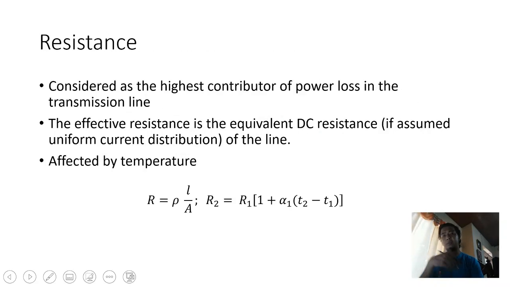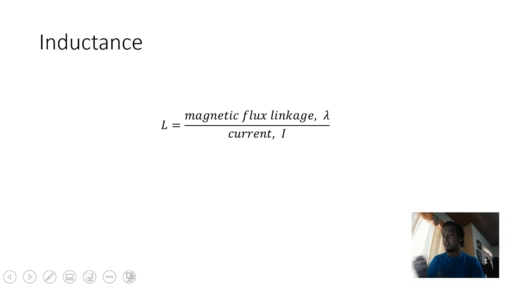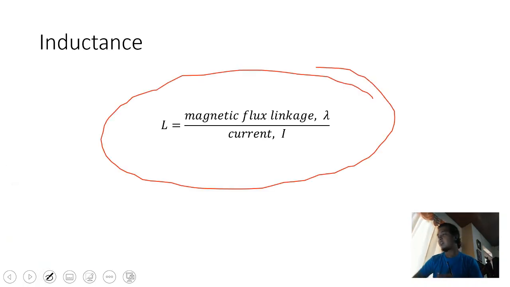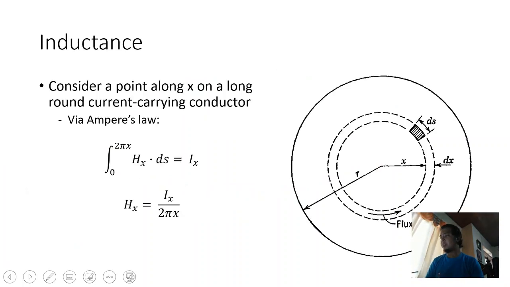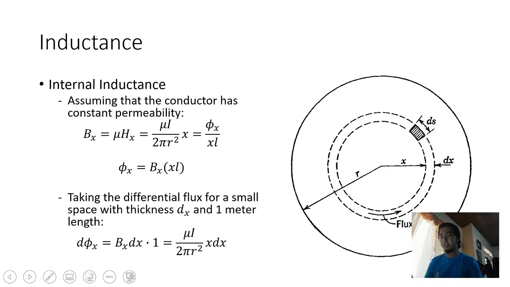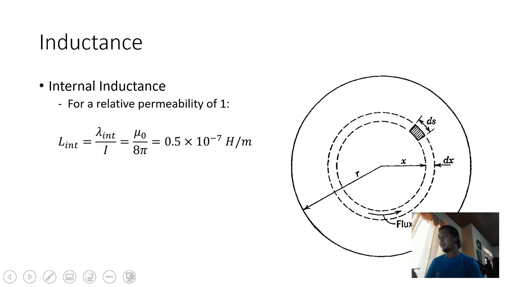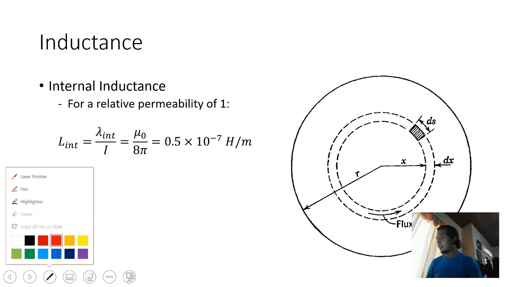I won't go through the derivations anymore because I already finished them. But this is the basic definition of your inductance. So this is inductance. It's basically the magnetic flux linkage over current. Okay. So I'm going to skip the derivation. This is the formula that you want for internal inductance.